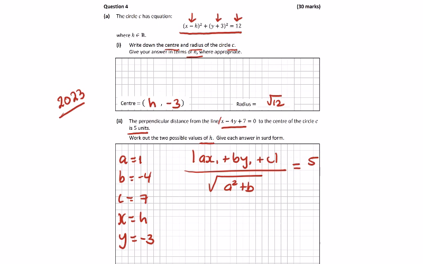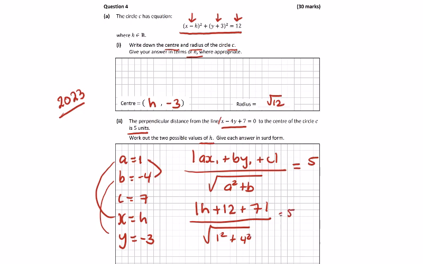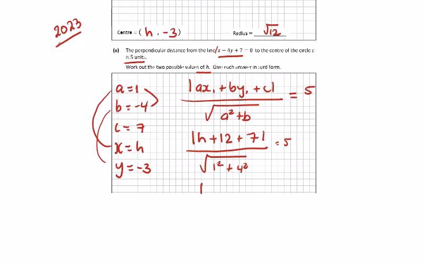So a by x is 1 by h, so we're going to get just h. b by y is -4 by -3, so that's +12, plus c is +7, over the square root of these two. I put them in as positive. 1 squared plus 4 squared is equal to 17. So we're going to get the absolute value of 19 plus h, over root 17, is equal to 5.